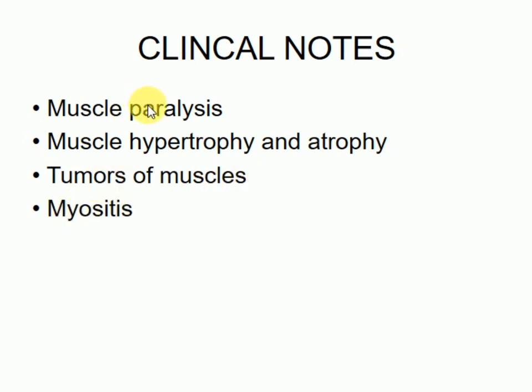Muscle paralysis is associated with the loss of nerve supply to the muscles. You know that a nerve supplies the muscle, but either through injury, in an accident, or any clinical condition, there is loss of nerve supply to the muscles, and that leads to muscle paralysis. Then muscle hypertrophy or atrophy. Hypertrophy means muscle may increase in size, and it can be associated with exercises. If a person exercises a lot, the muscle can increase in size.